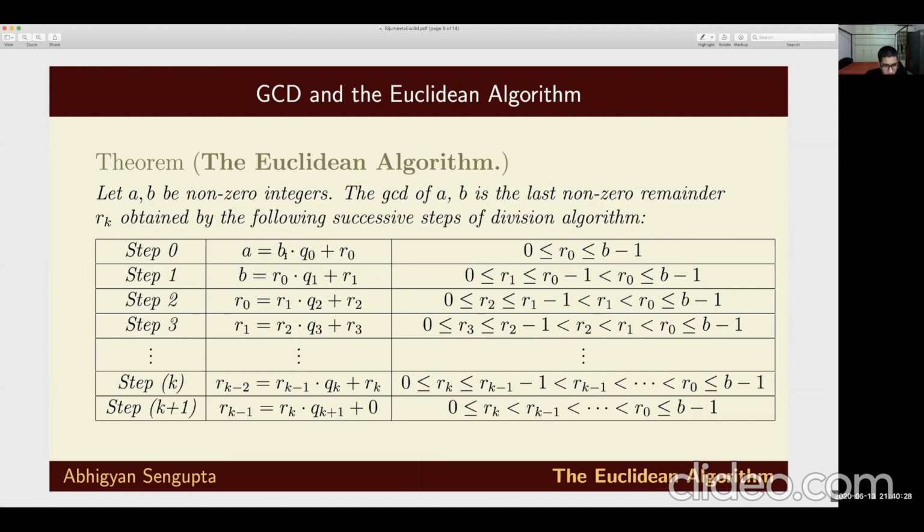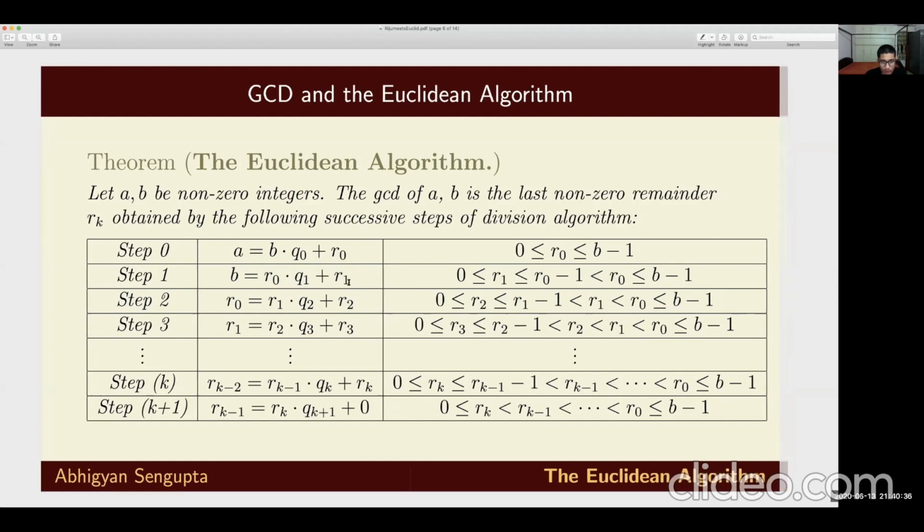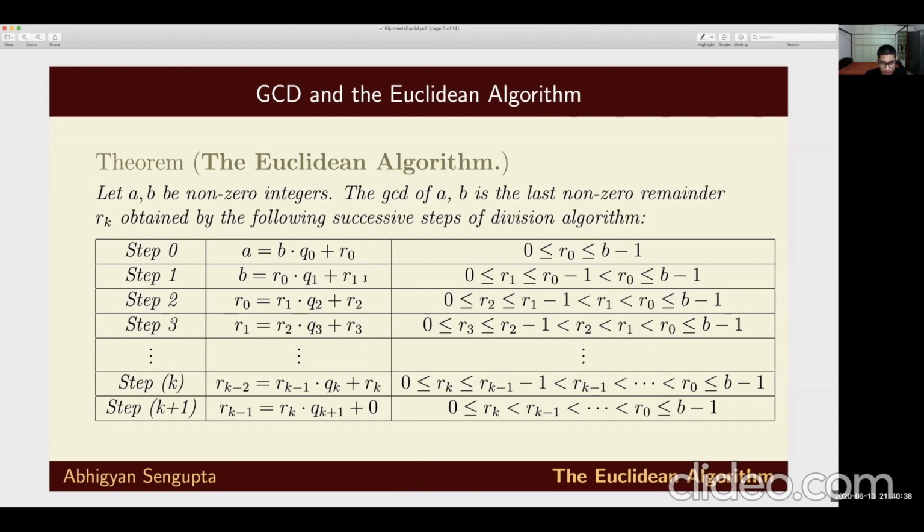In step 1, b becomes the dividend, whereas r0 becomes the divisor, and we write b as r0 times q1 plus r1, where r1 is again the remainder, and has a similar property as the preceding remainder. In step 2, r0 becomes the dividend while r1 becomes the divisor, and we write r0 as r1 times q2 plus r2.